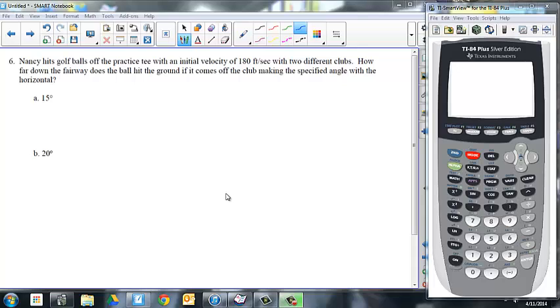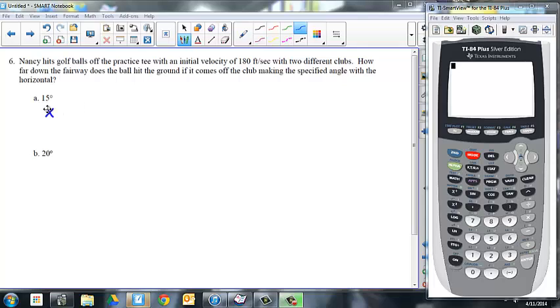All right, for the last problem we're going to look at number 6, Nancy hitting a golf ball. Now we're given some initial situations as far as she's hitting the ball at 180 feet per second. And we know that it's also for part A at an angle of 15 degrees. Now this is somewhat related to the baseball question. So what I'm going to do is look at it this way.